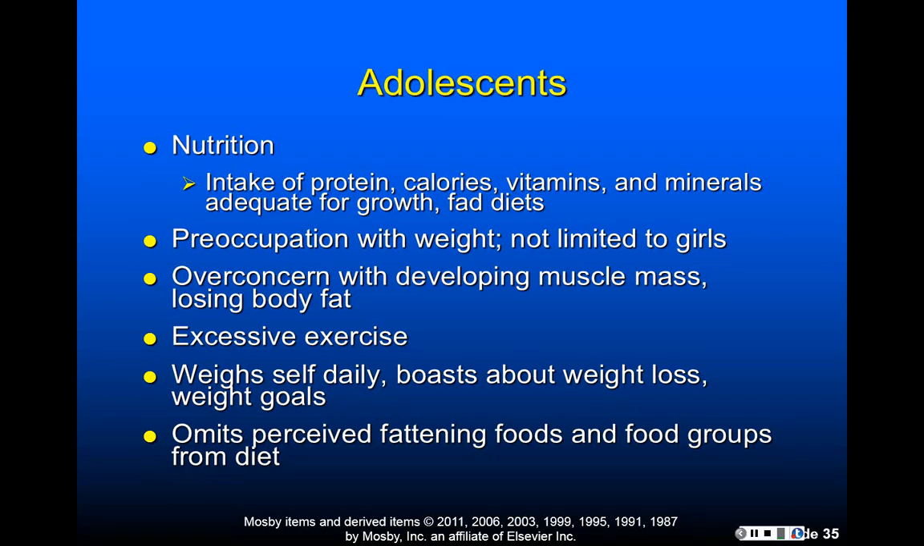Is there excessive exercise or other obsessive type behaviors like weighing themselves every day, boasting about weight loss or weight goals? Are they leaving foods out of their diet for any particular reason?